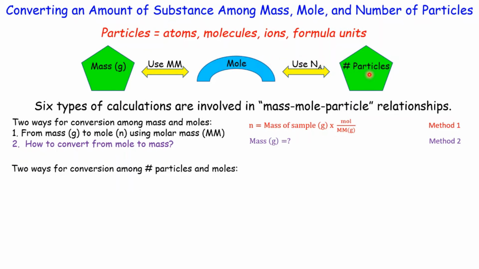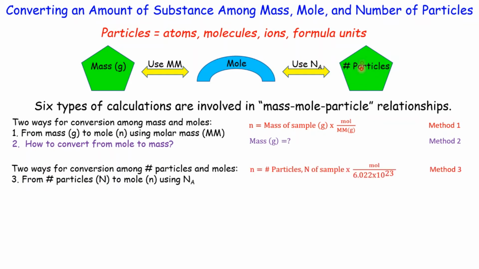Now, another 2 ways on a number of particles and moles. Number of particles and moles, all right? So 2 types. One type is from particle to mole, this way, all right? From particle to mole, we can call that method 3. What do you know? You know particles. Put the particle right here, then converting from particles, that's the Na number. You use Na number as the conversion factor. And then converting to mole, put that on top. This is method 3.